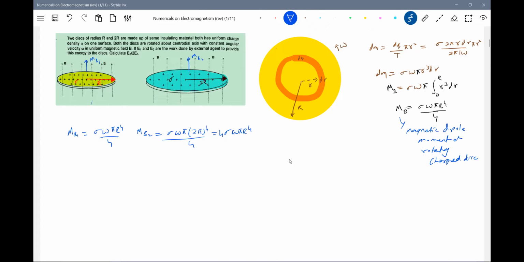Then initially the disk is at rest. What is the interaction potential between the dipole moment of the disk and the magnetic field? Zero. When it starts rotating, how much will the final energy be? So the initial energy of the first disk, the final energy, I'll write it. This should be equal to minus MB1 dot B. Why negative sign? I think there's a formula. Minus sigma omega pi R to the power of 4 by 4, times B. What is the final interaction potential of this? MB2 into B. This should be equal to minus sigma omega pi R to the power of 4 into B.